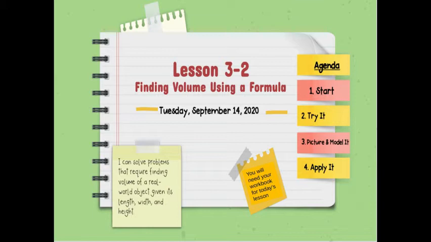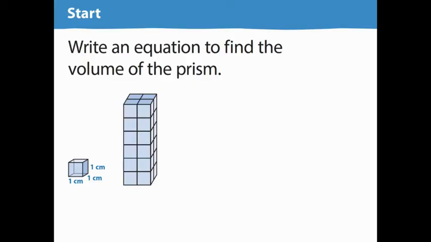All right, you will need your workbooks, so make sure that you either pause this video and go grab it, but you are going to be solving things inside your workbook and it will make it much easier. All right, here we go.